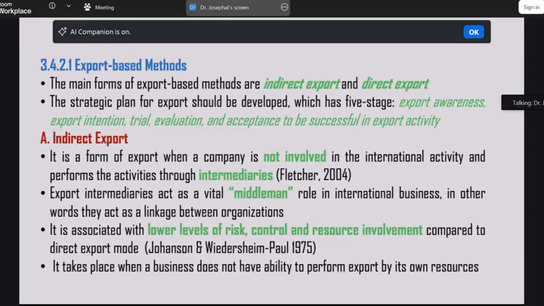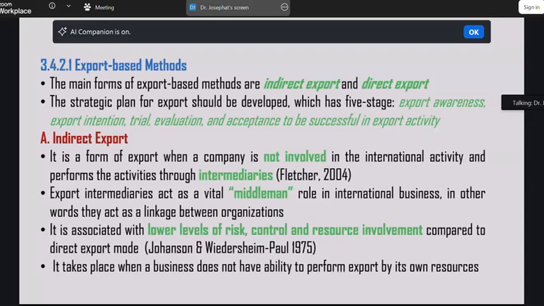Kwamba mfano tunaangalia nchi yetu kuna bidhaa nyingi sana inatoka China, lakini sio zile kampuni za China zinazozalisha zinaleta hiyo bidhaa Tanzania. No, we have our intermediaries, we have our wholesalers, we have our retailers ambao wanaenda kununua bidhaa China wanaileta Tanzania. So what they are doing there, it's indirect export.